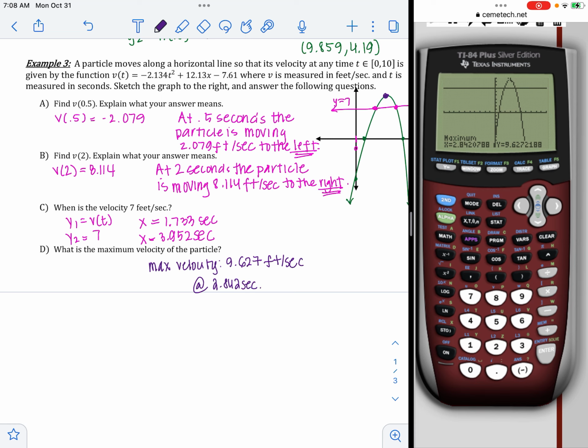All right, so that's some just calculator practice. You can go ahead and get started on the spiral review.